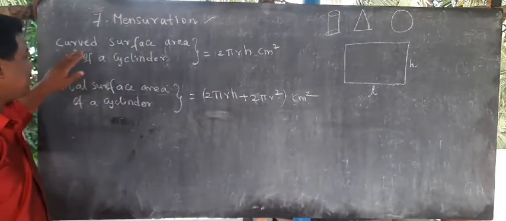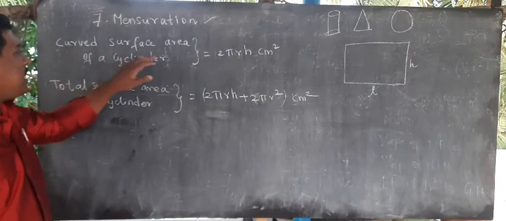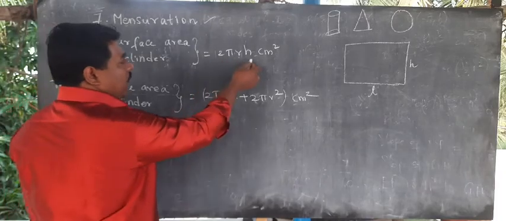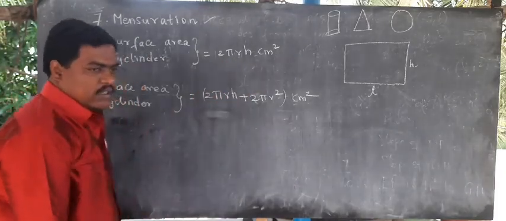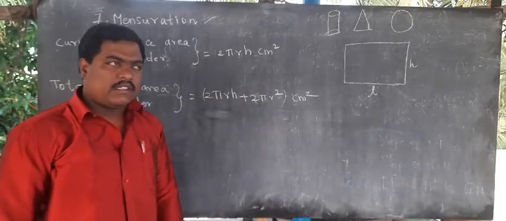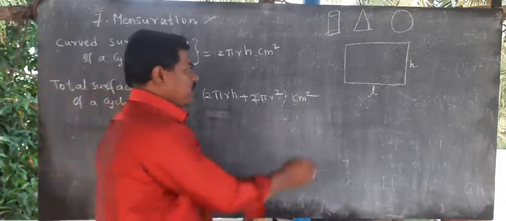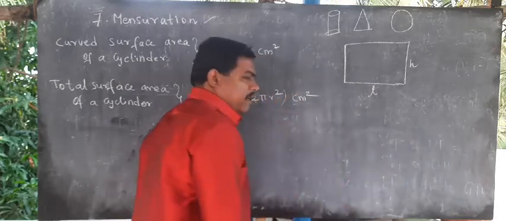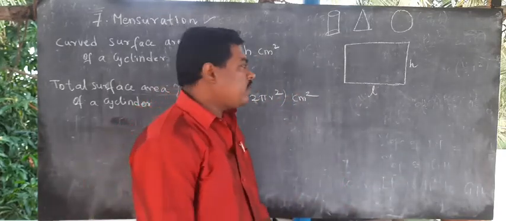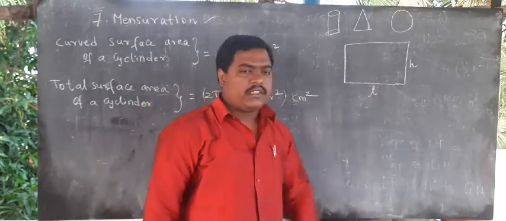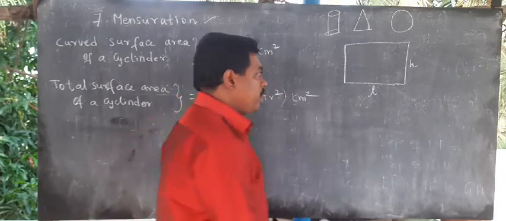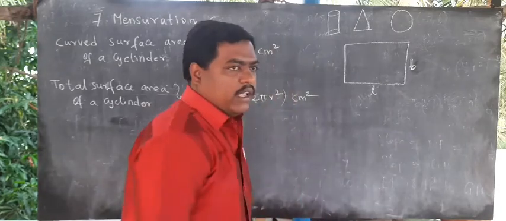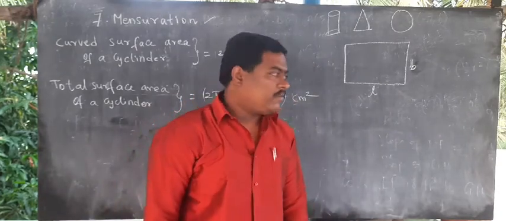So the first formula is the curved surface area of a cylinder. The formula is 2 pi RH centimeter square. So what is curved surface area? What is a cylinder? Listen, this is a rectangle shape. We have drawn one rectangle, a sheet of paper. The area of a rectangle is L into B, length into breadth.